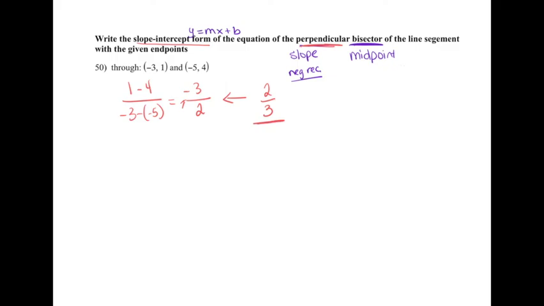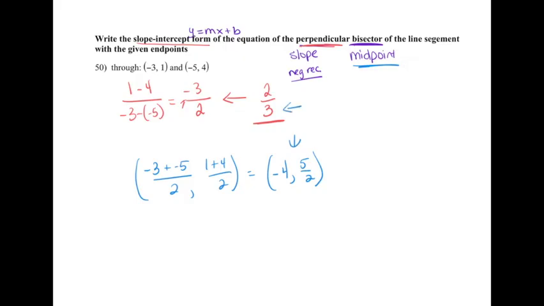For the point that I am going to use, I need to do the midpoint. So I need to say my x is negative 3 plus negative 5 over 2 and 1 plus 4 over 2. So the point that I am going to use is negative 8 over 2, or negative 4, and 5 over 2. So I want a line that goes through this point and has a slope of 2/3. And so now I can just use my y equals mx plus b to solve. My y, that is 5/2. My m, that's 2/3. My x is negative 4, and then plus b.